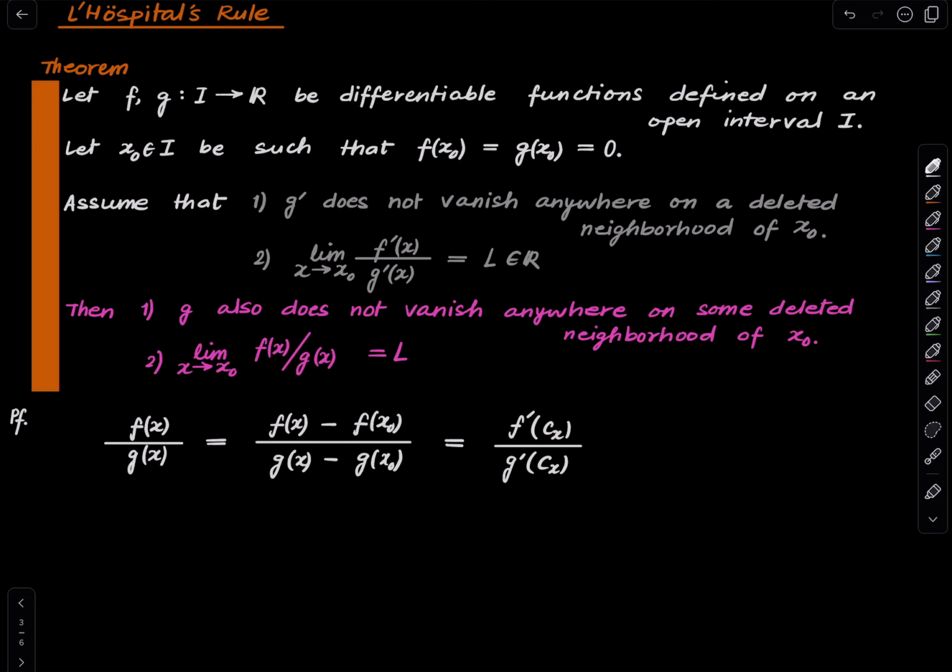So let me draw a figure. Think of this as the open interval I. Somewhere we have x naught. And suppose we had chosen a point x here.